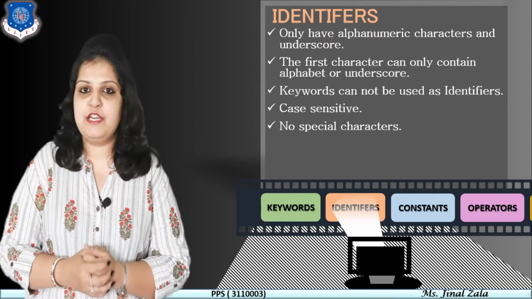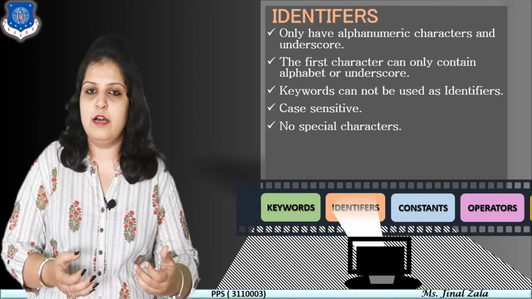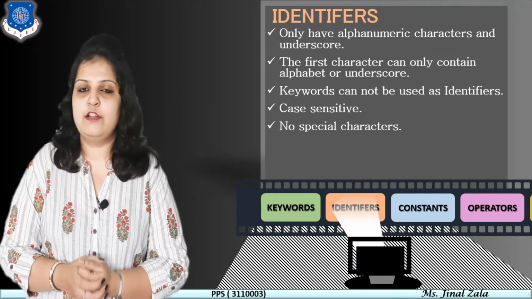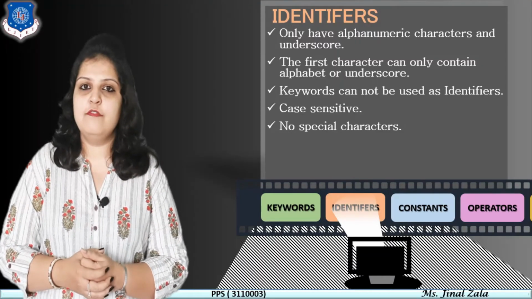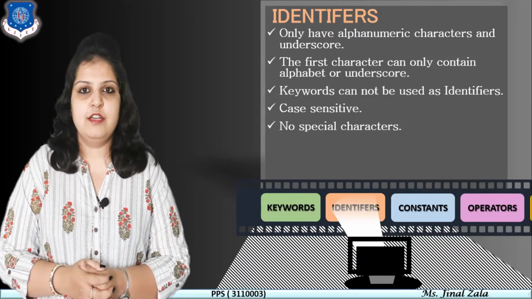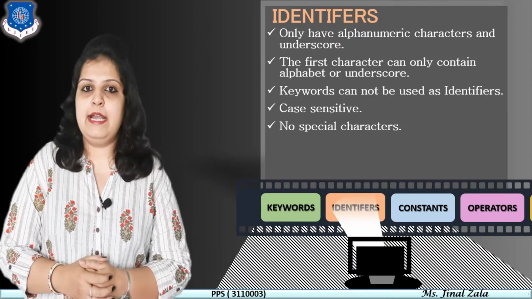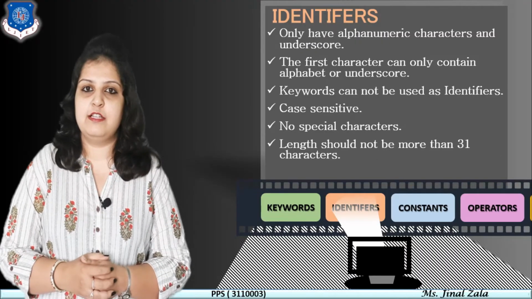Then after that, no special characters are used in our identifier's name. Now what are special characters? Suppose semicolon, dot, colon, hash, curly bracket, all are special characters. So in our variable name we can't use that type of characters. Remember this thing. And the length should not be more than 31 characters.